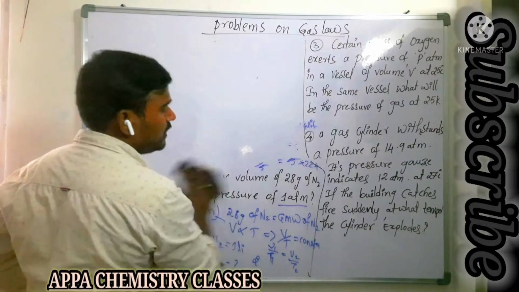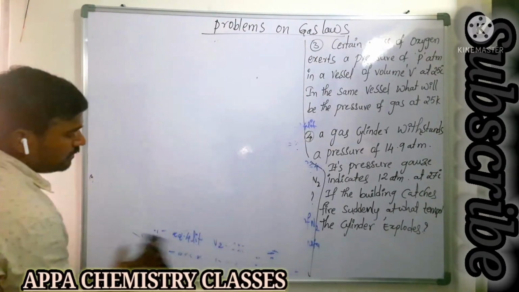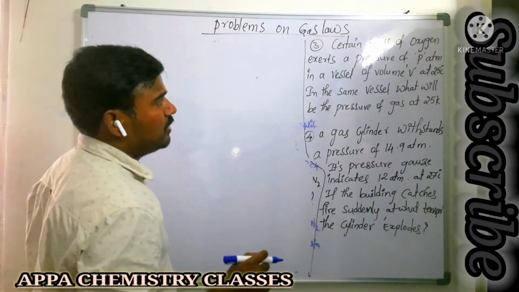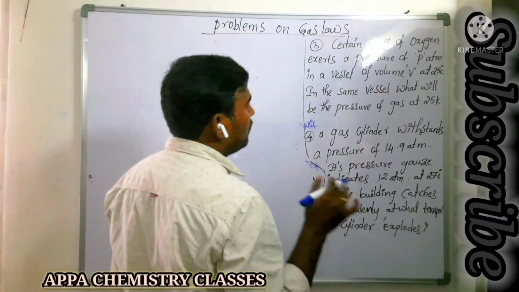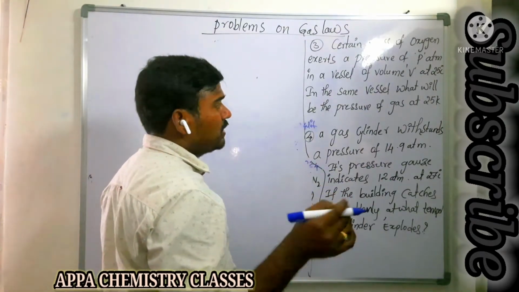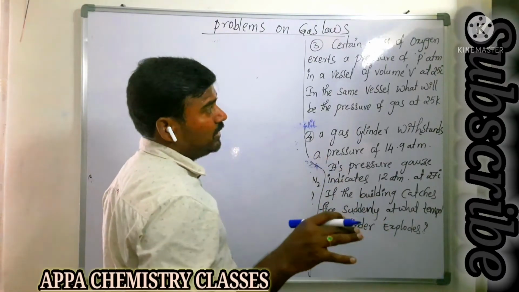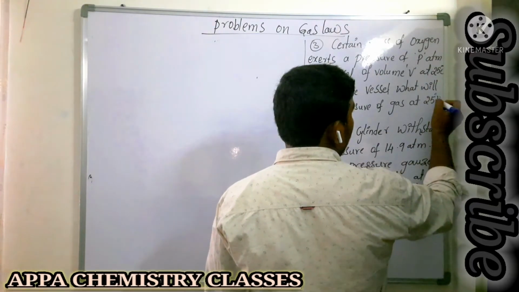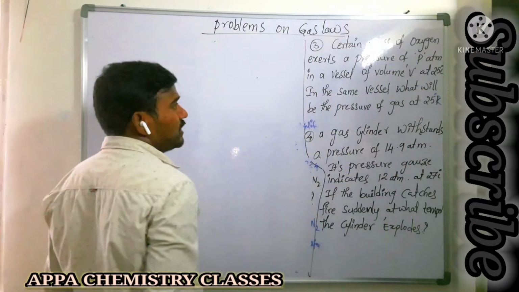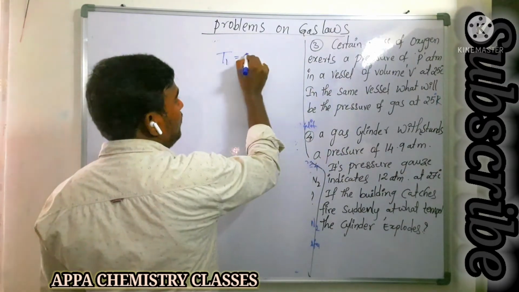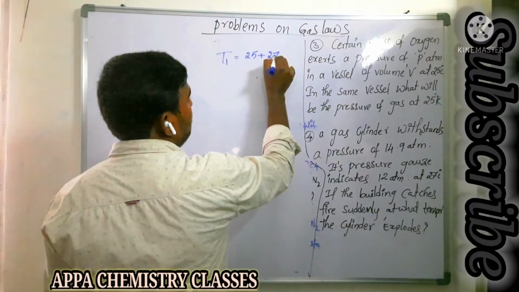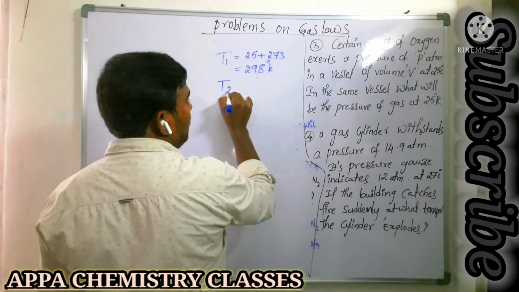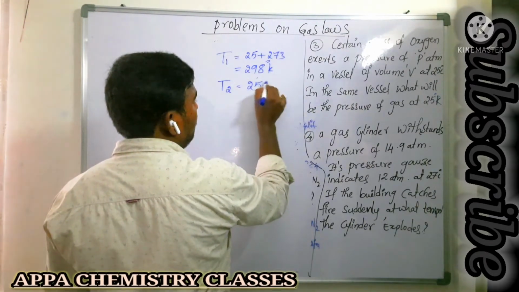Now the third question, what are they saying in that third question? A certain mass of oxygen exerts a pressure of P atmosphere in a vessel of volume V at 25 degrees Celsius. In the same vessel, what will be the pressure of the gas at 25 degree Kelvin? So they are changing the temperature from 25 degrees Celsius to 25 degree Kelvin. That is, initial temperature T1 is 25 plus 273, which is 298 degree Kelvin. T2 is 25 degree Kelvin.